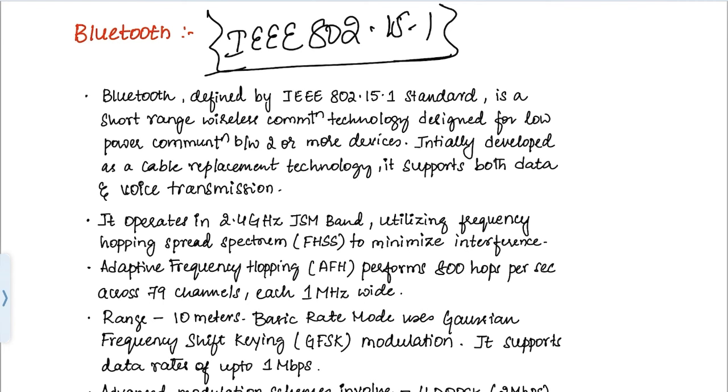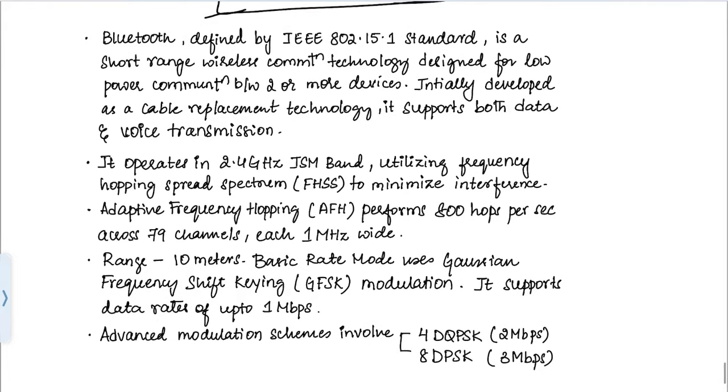Speaking of the key features, first one we have is the frequency band. It operates in the 2.4 gigahertz ISM band, and it offers frequency hopping spread spectrum, FHSS, to minimize any interference. Then we have adaptive frequency hopping, AFH, which performs 800 hops per second across 79 channels, each 1 megahertz wide. Then speaking of the range, it is approximately 10 meters, although it can vary depending on the environmental factors. Then we have the basic rate mode. In basic rate mode, we can transfer the data using Gaussian frequency shift keying modulation. It supports data rates up to 1 Mbps. Then the advanced modulation schemes involve pi/4 DQPSK, which is 2 Mbps, and 8DPSK, which is 3 Mbps.